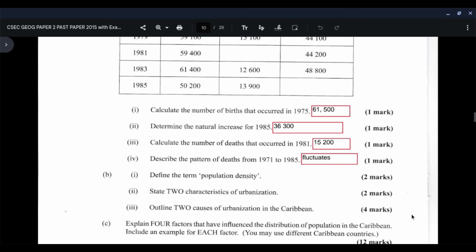Part B asks that we define the term population density, and that's 2 marks. Population density refers to the number of people living in an area expressed per square kilometer. Once you're able to use that definition, that's 2 marks.